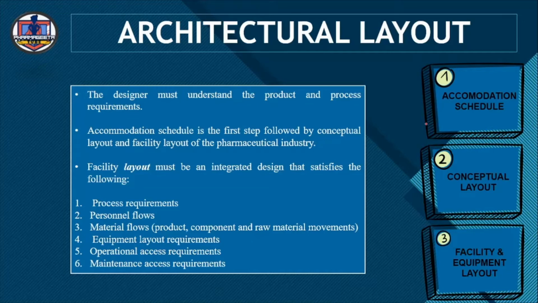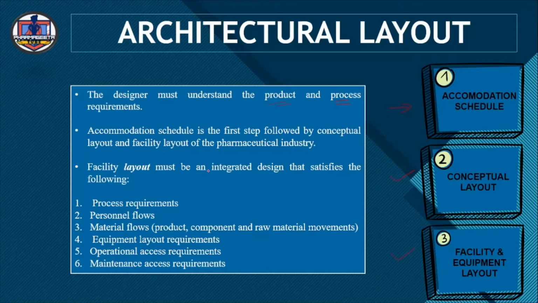So architectural layout are of three types, which are as follows: accommodation schedule, conceptual layout, and facility and equipment layout. So the designer must understand the product and process requirement and design the architectural layout accordingly. Accommodation schedule is the first step, as we can see it here, followed by conceptual layout of the pharmaceutical industry and the facility and equipment layout.